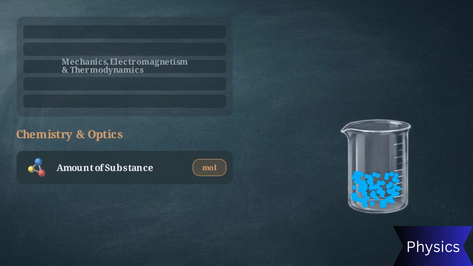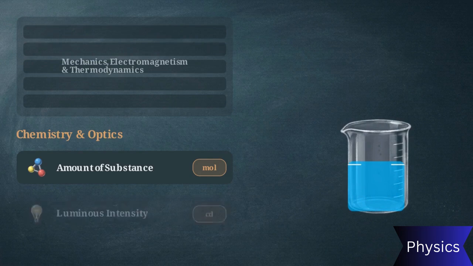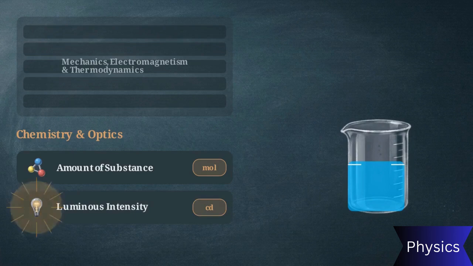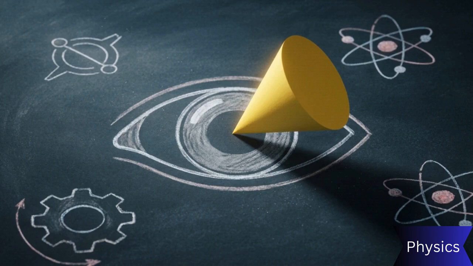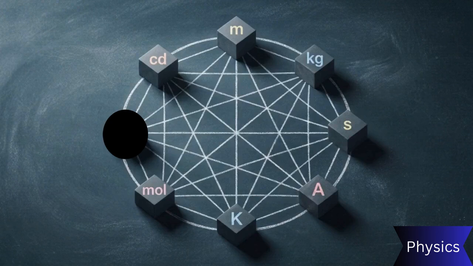The mole allows us to translate discrete atomic counts into a macroscopic scale that can be measured and manipulated in a laboratory. Finally, we add luminous intensity, measured in candelas, or cd. The candela is used to quantify the power of light as it is perceived by the human eye. With these 7 dimensions established, we have a complete universal alphabet capable of describing any physical state.